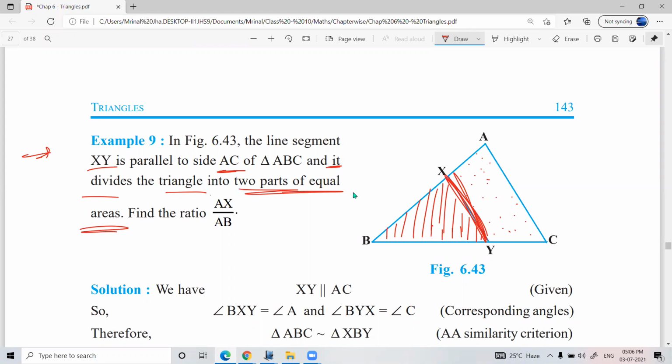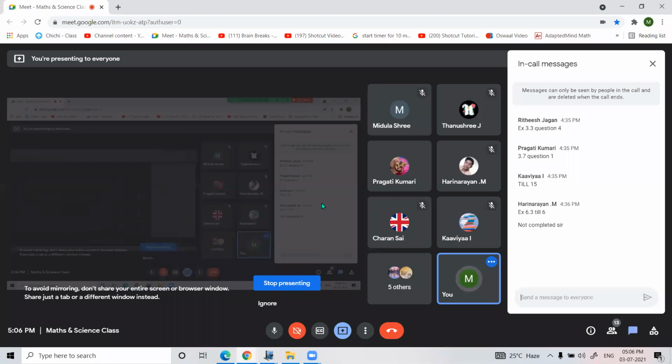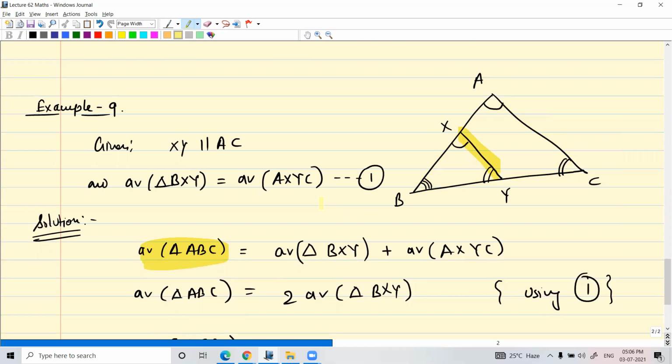It means what? They are talking about the line XY. Line XY divides the big triangle ABC into two equal parts. So this triangle area and this quadrilateral area are the same. That is also clear, Hari, this part, okay? Hari, are you there? Yes, sir. So that is okay.